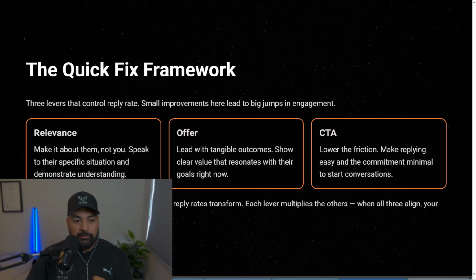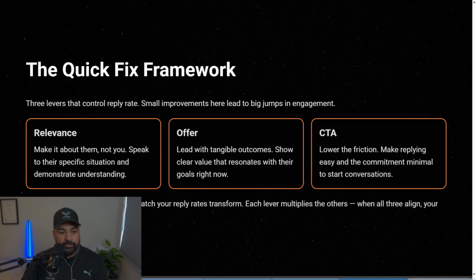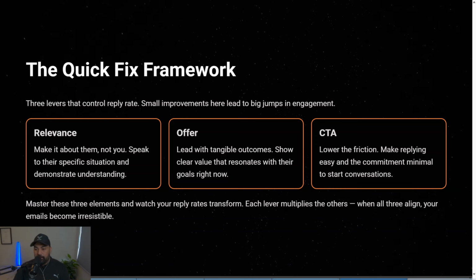If we've got very good relevance, let me just make myself a bit smaller so you can see the words. If our messaging is very relevant, so we make it about them, we speak to their specific situation and demonstrate understanding. This also ties back to very good list building. If we're making sure that we're scraping exact ICPs, the exact people that we want to talk to, and then speak to their pain specifically, that is what relevance is. And bonus points if you can speak about things that keep them up at night and use words that they use. All of those sorts of things will help with relevance.